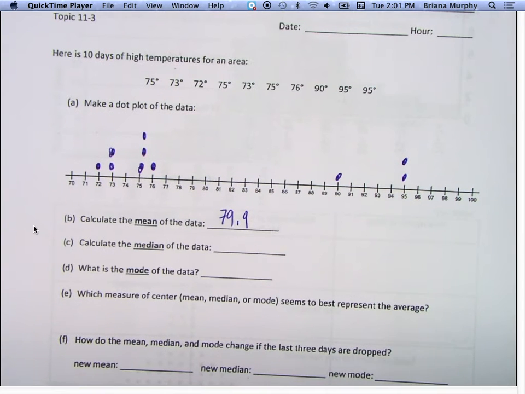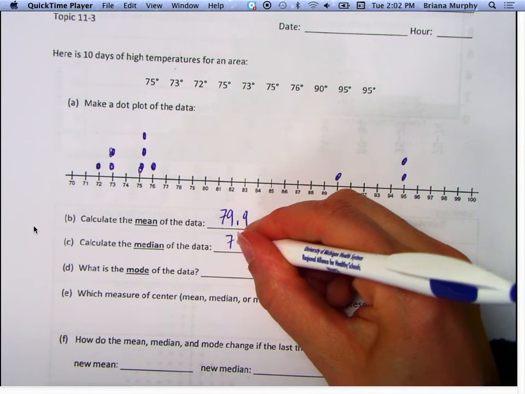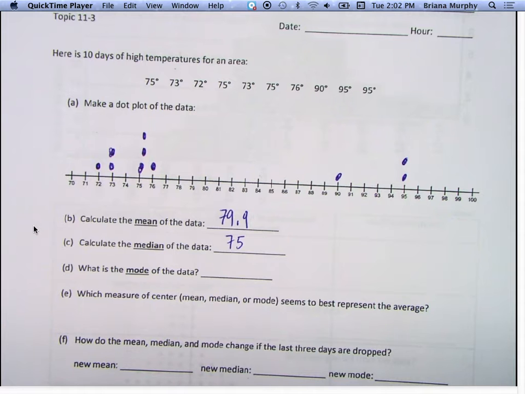Okay, what is the median of the data? What's the middle of the data? 75. It is 75. What's the mode of the data? Which one's most common? 75.